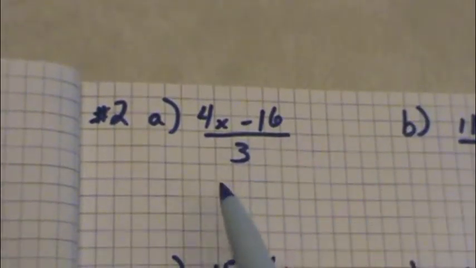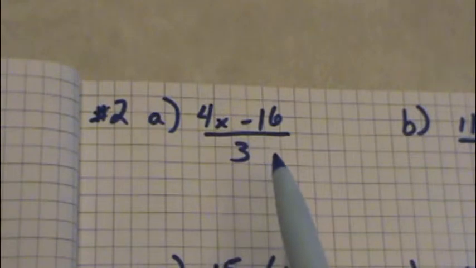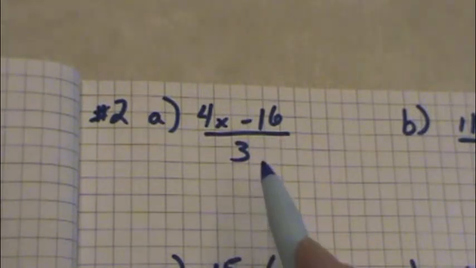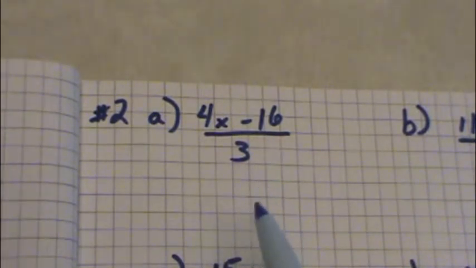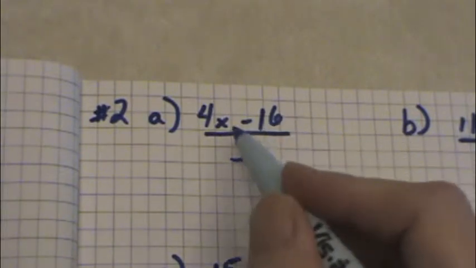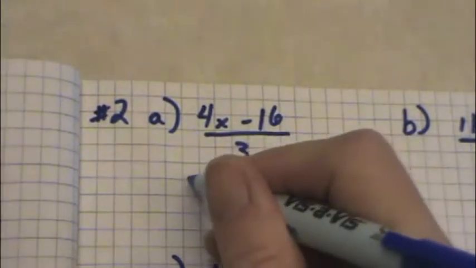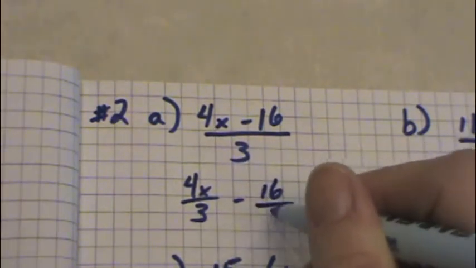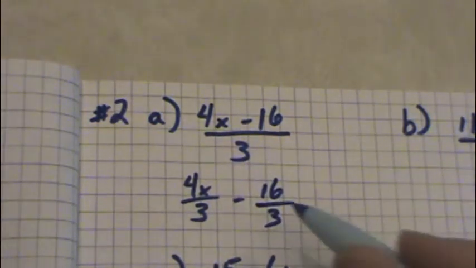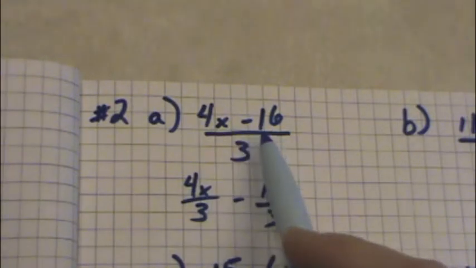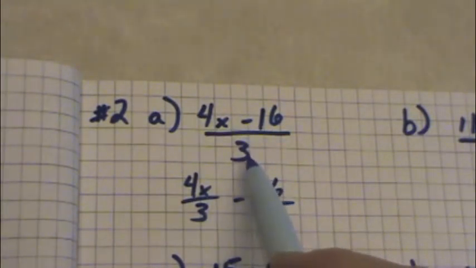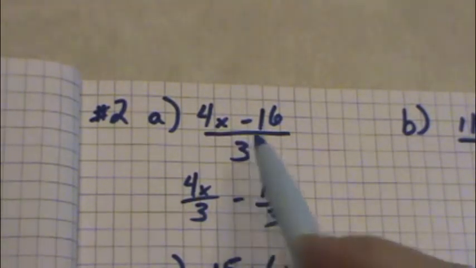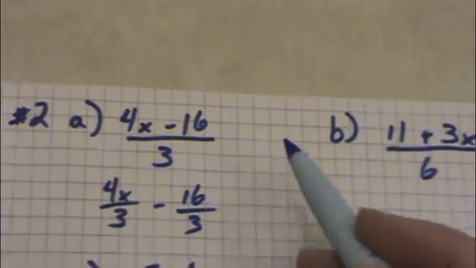So here's letter A, (4x - 16)/3. I'm going to do this first one my way. I'll do letter B the way they have you do it in the book. This is the same as 4x/3 - 16/3. How do I know that? Well, because in order to subtract fractions, they have to have the same denominator. So that's just how it works.